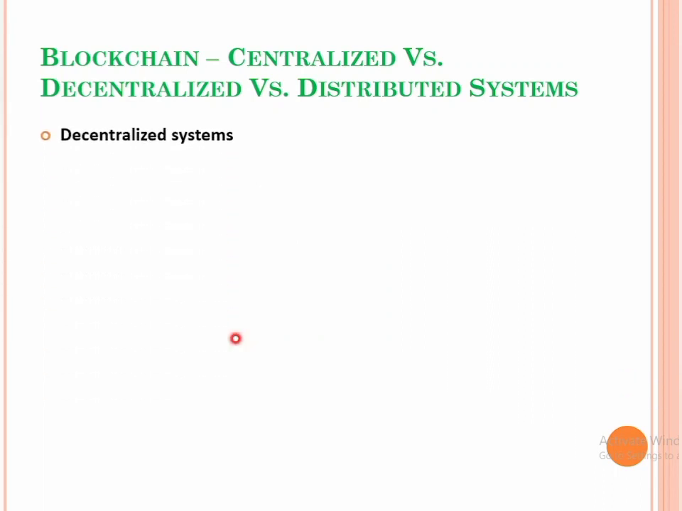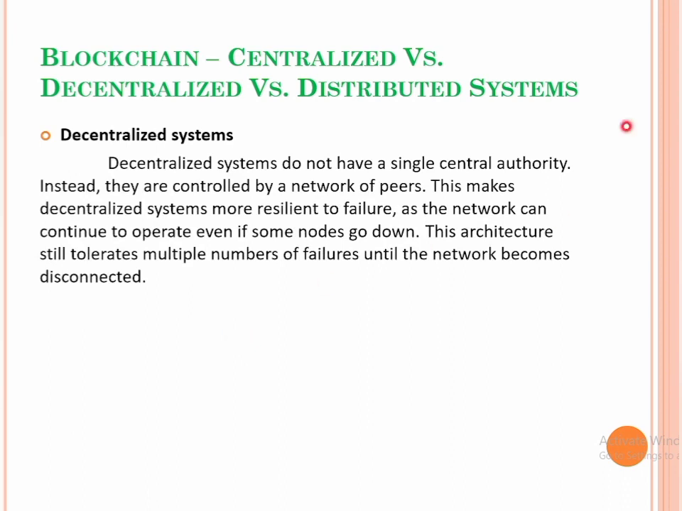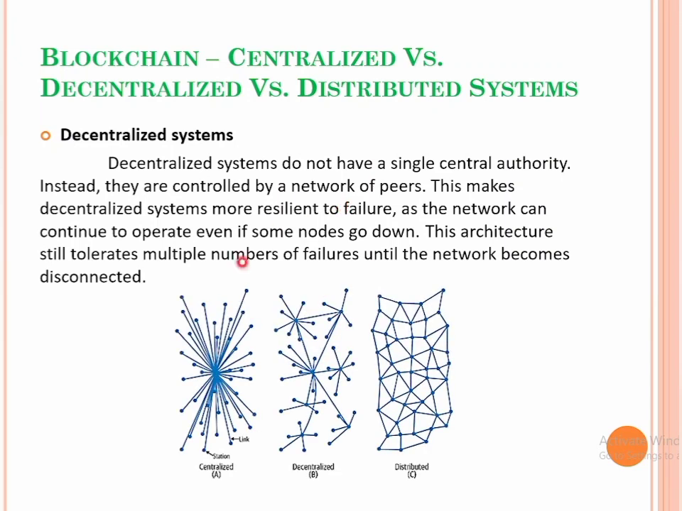The next one is the decentralized systems. So there is no central authority in the decentralized system and it is controlled by a network of peers. So this makes a decentralized system more resilient to failure. That means it can easily recover from the failure because there is no central authority and the control is distributed among the different peers as we can see in the picture. So here the control is distributed to the different peers of the networks.